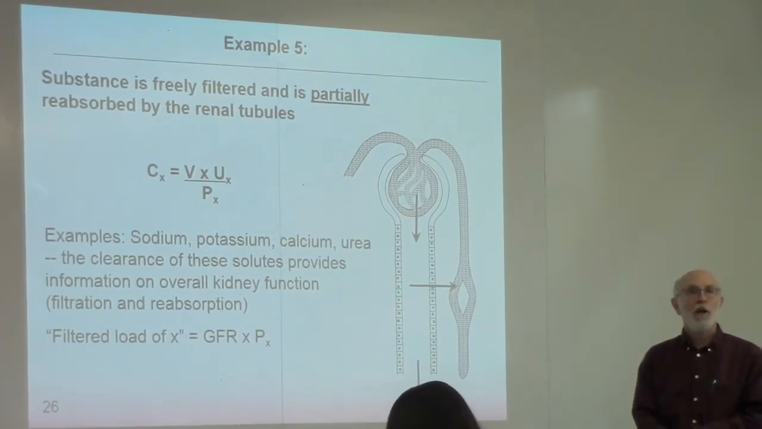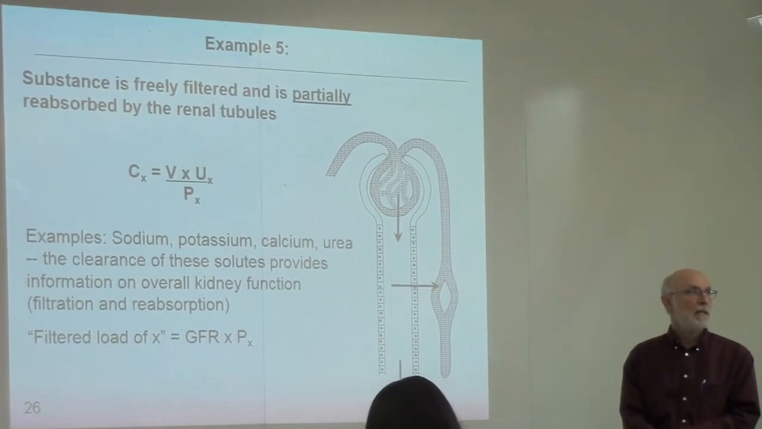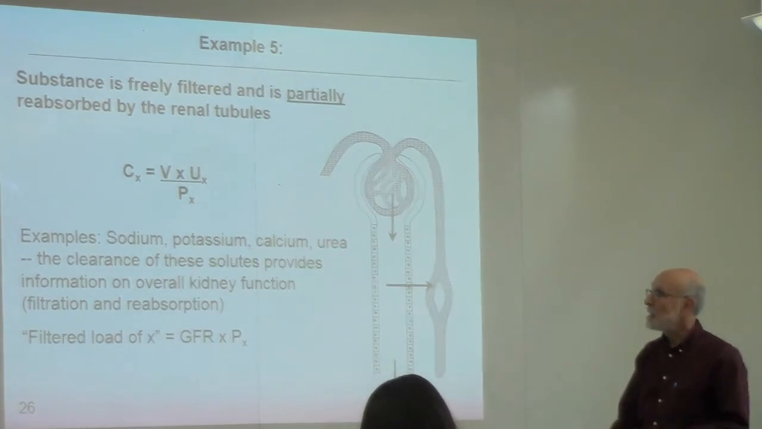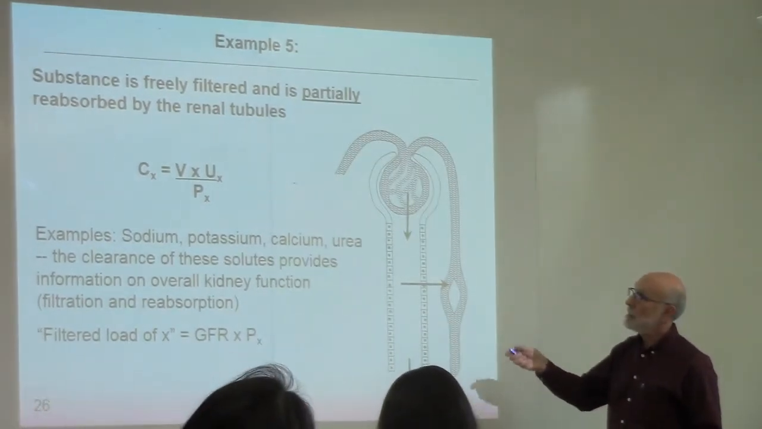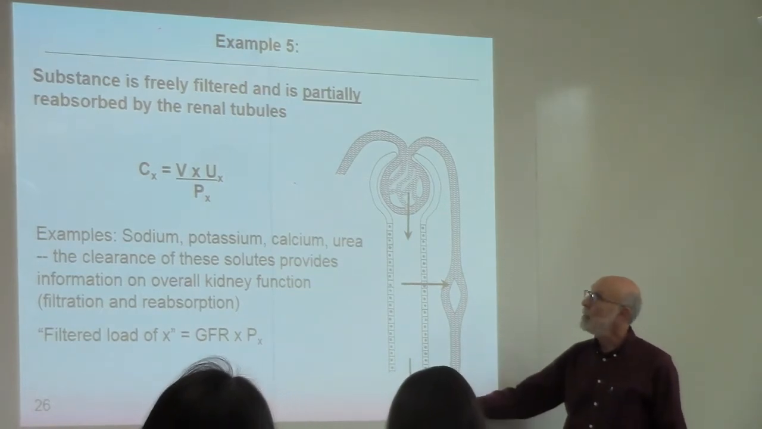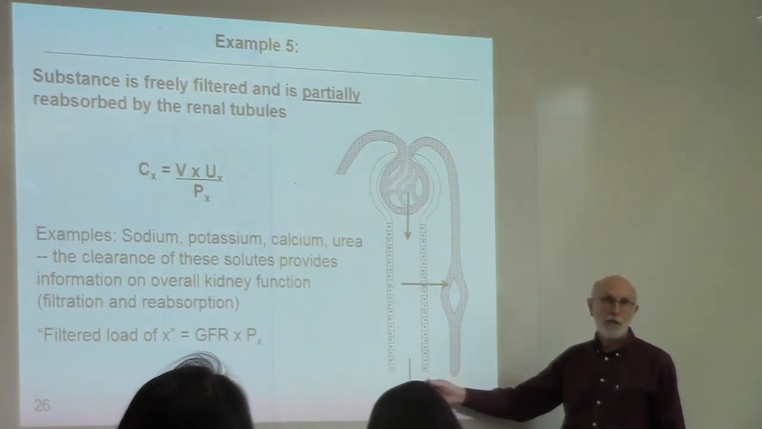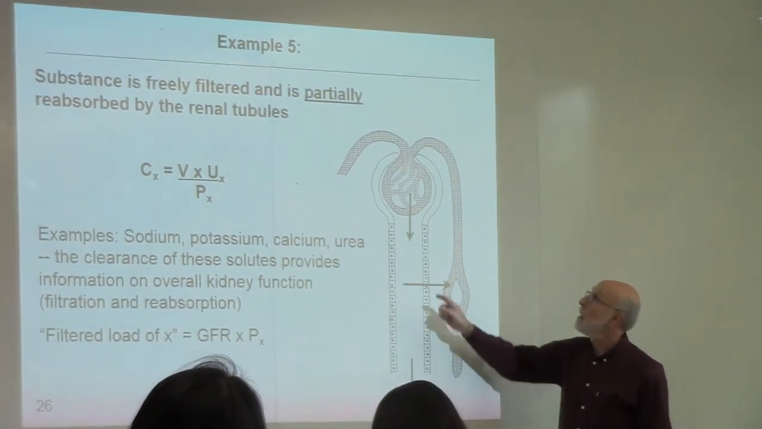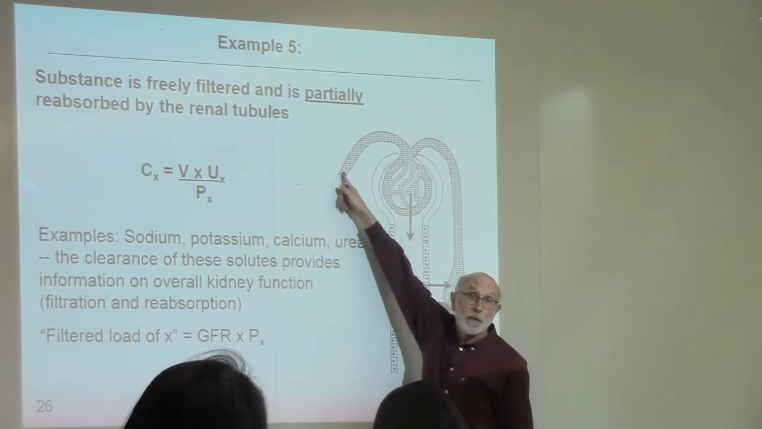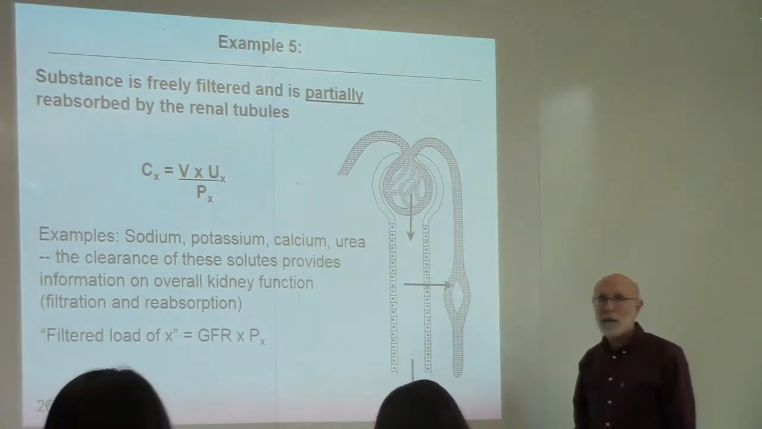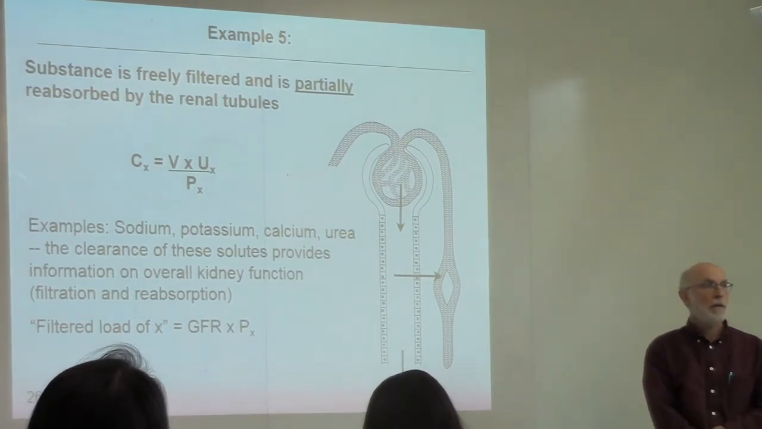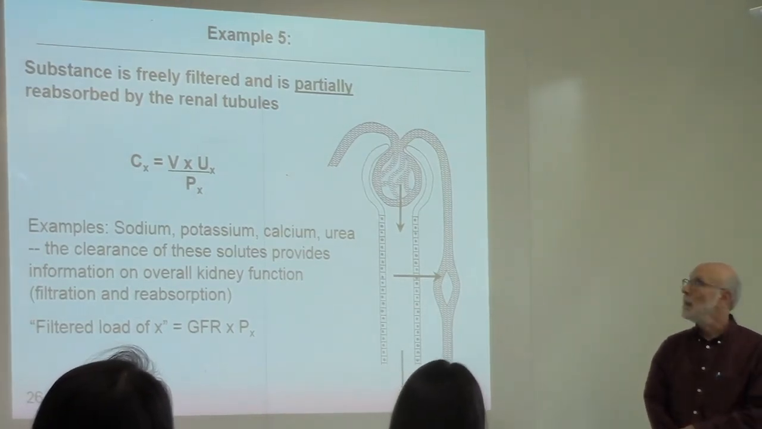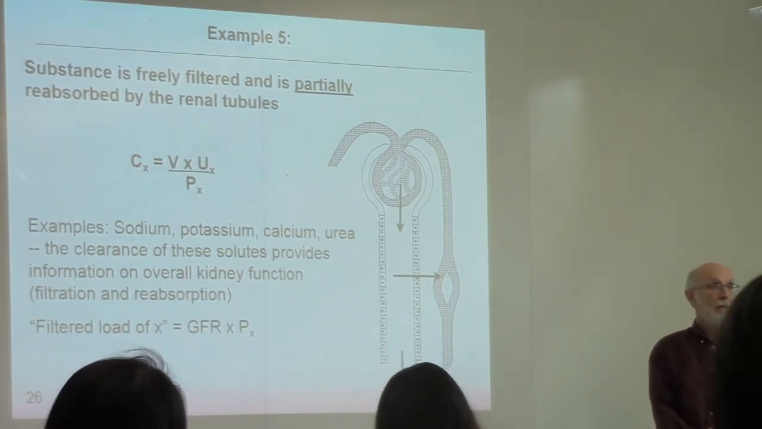We've been using this equation all along, but I've been taking special cases. In this case, the clearance is the flow rate of urine times the urine concentration of the substance divided by the plasma concentration of the substance. That's the clearance. There is a clearance of sodium, of potassium, of urea that we can calculate using the clearance equation.